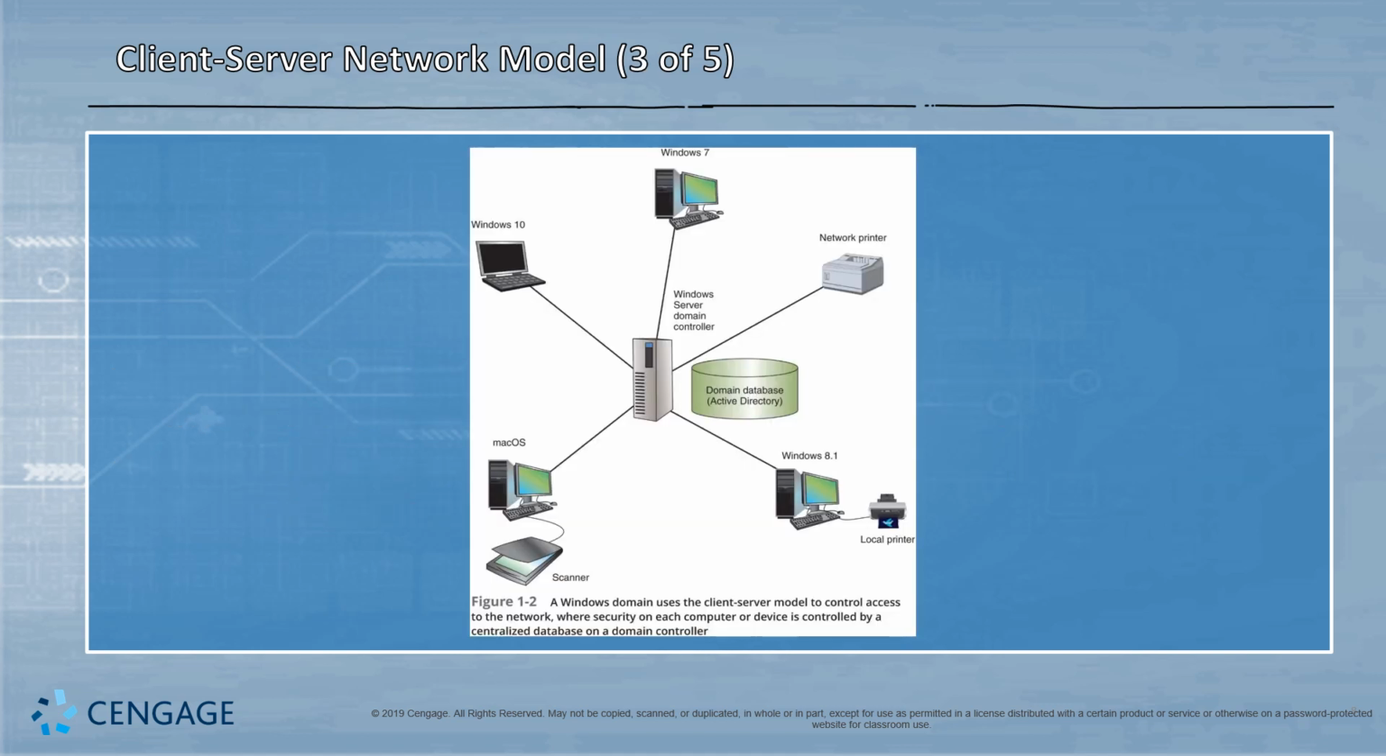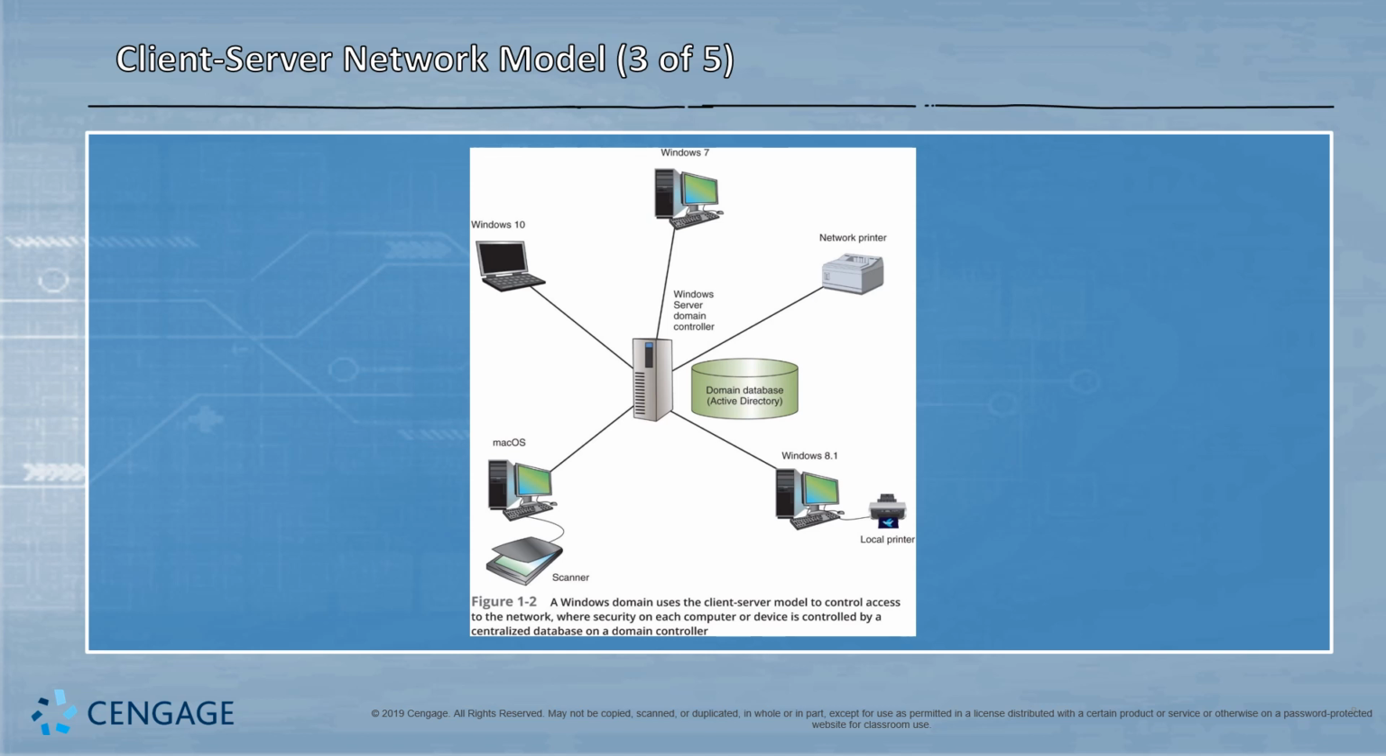So here we see a diagram of a couple of devices connected to a domain controller, and we can see this little cylinder on the right-hand side that says domain database, parenthesis, Active Directory. So that's just kind of a visual representation of the contents of that domain controller's internal hard drive, if you will.